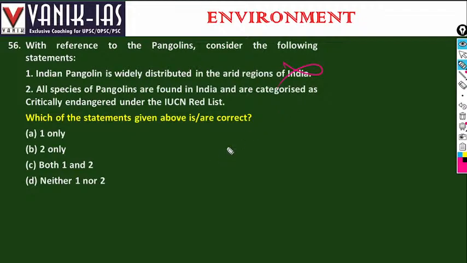There are 4 species in Africa. There are 4 species in Asia. They are found in Bihar, West Bengal, Assam, China. So obviously, all species of pangolins are categorized as critically endangered under the IUCN Red List. So this statement is obviously wrong.